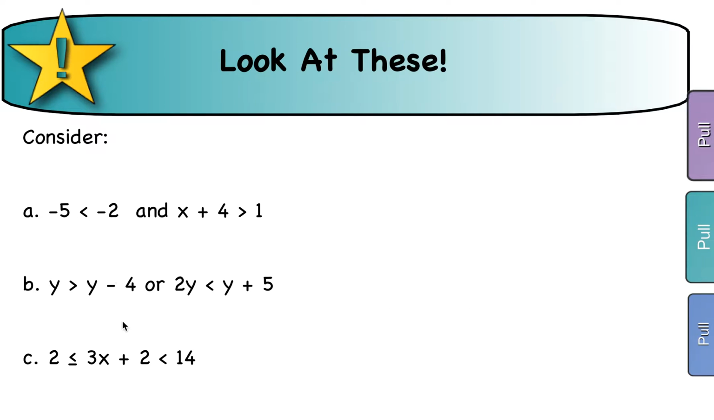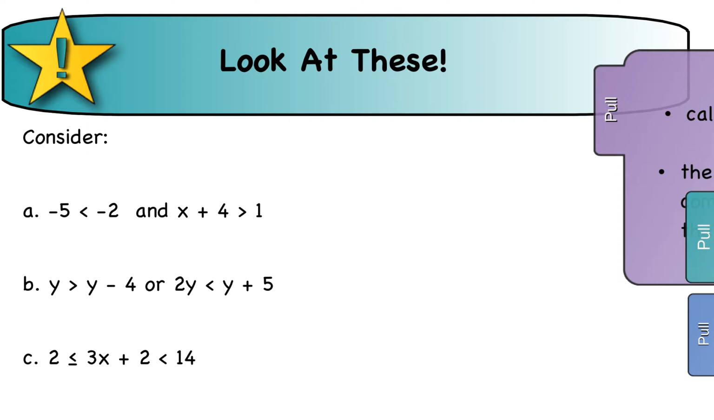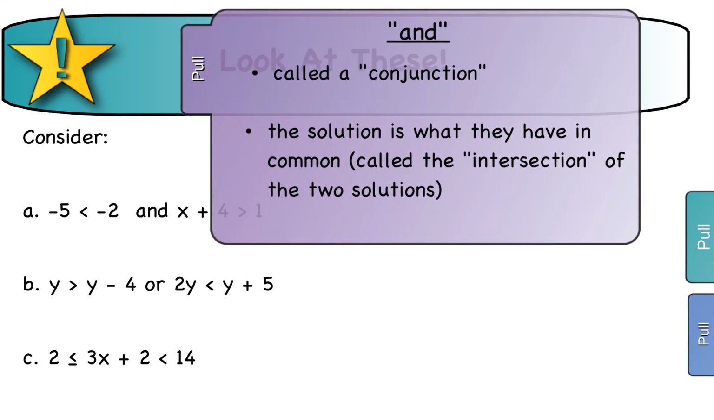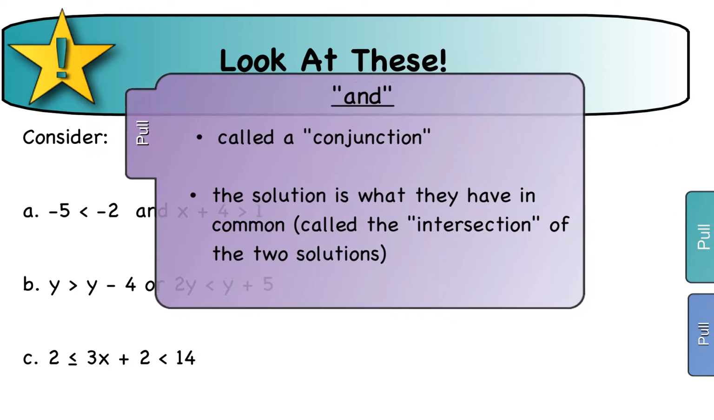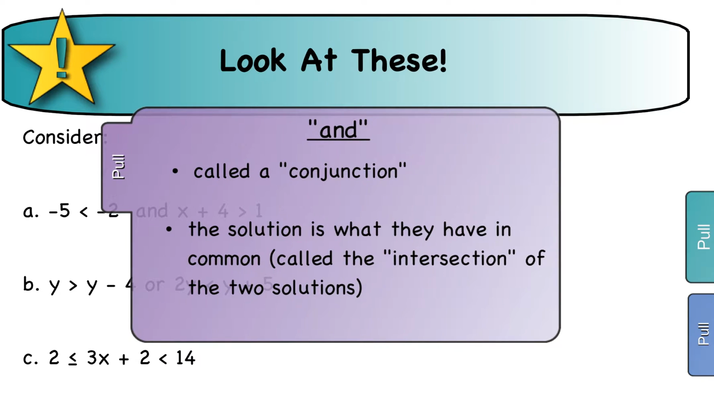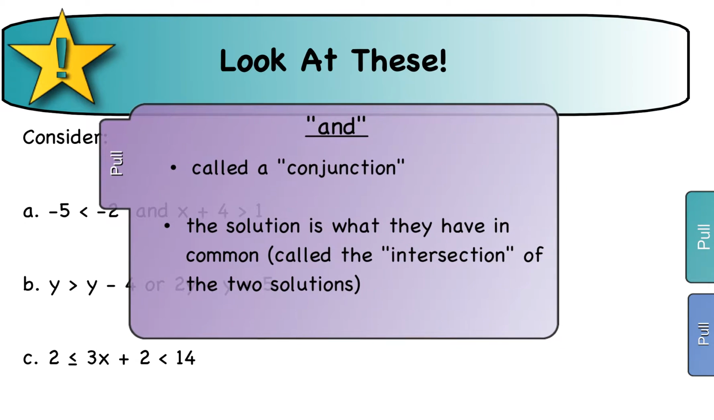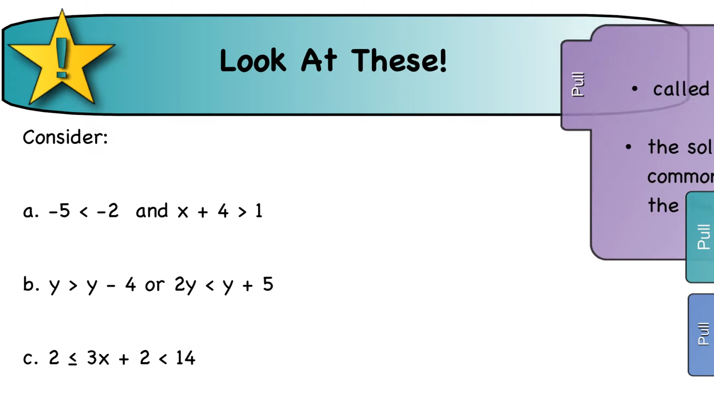So here are some inequalities to take a look at. Now take a look at this first one. It has this inequality and this inequality. So we could solve that for x. We do have a true statement on the left-hand side. So when we have the word and, it's called a conjunction. So this inequality is an example of a conjunction. The solution is the stuff that they have in common, or the intersection of the two solution sets.